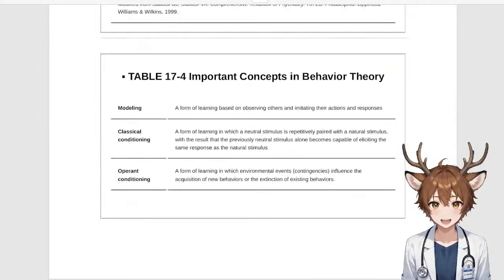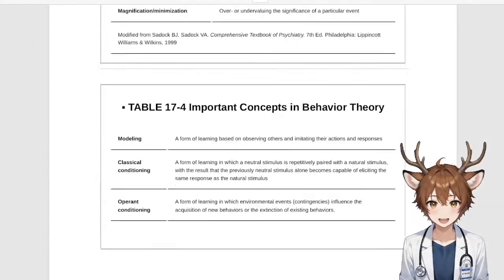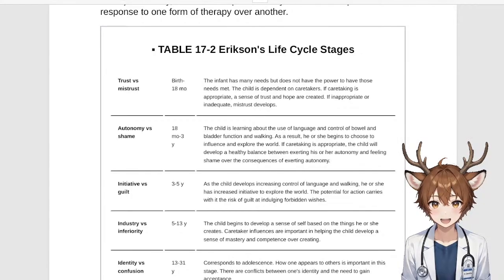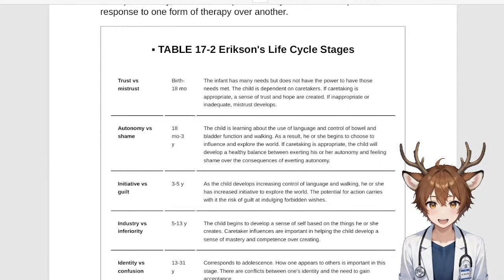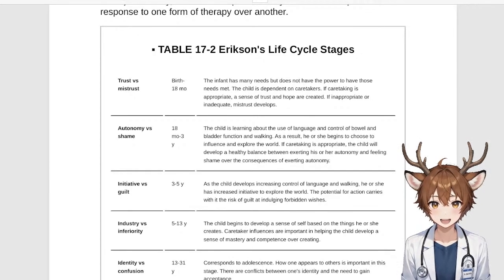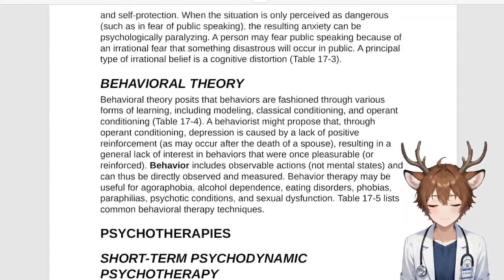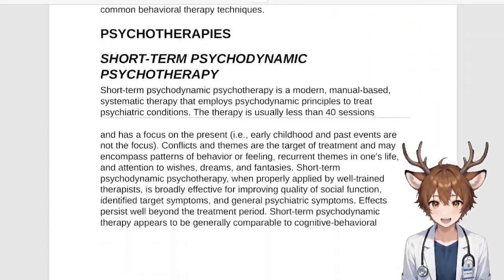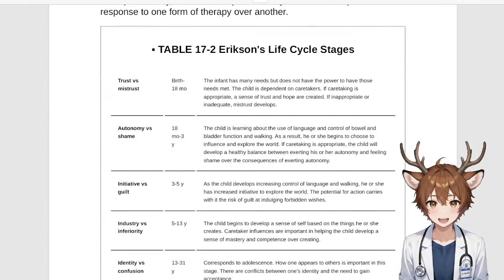So let's see if there's a continuation section. No, it's IPT. So let's talk about these tables now. We were talking about a couple of those tables before, so let's talk about Table 17.2, Erikson's life cycle stages. So again, Erikson's stuff was talking about developmental theory. Developmental theory, Erikson's life cycle stages.